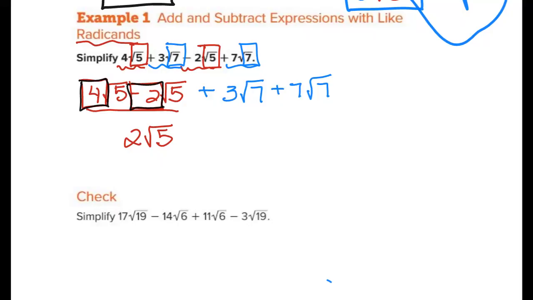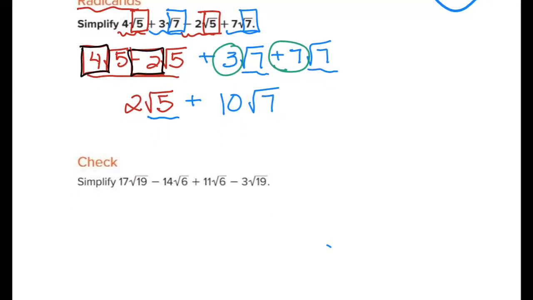Then we have over here 3 radical 7 plus 7 radical 7. Keep the same radical, which is the square root of 7. And 3 plus 7 is 10. Can I combine these two? No, because they don't have the same radicand. All right? So your final answer, 2 radical 5 plus 10 radical 7.